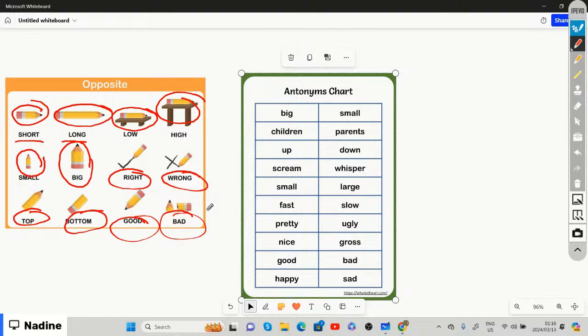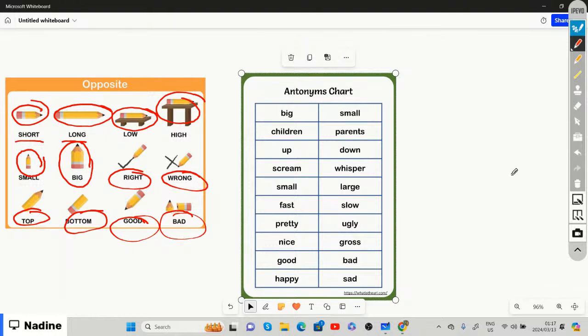And then we also have, look at the other chart, right? We have big and small. It's either you're a child, which is children, or you're a parent, which is parents. It's either up and down. You can either scream very loud or you can whisper so that no one can hear you, right? Fast or slow, and then happy and sad.